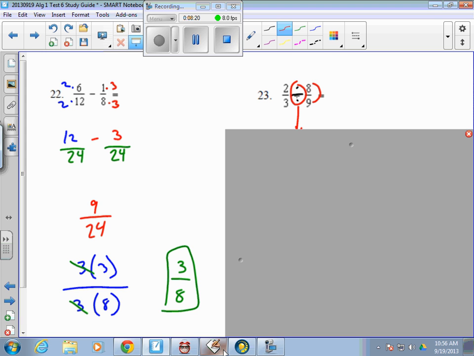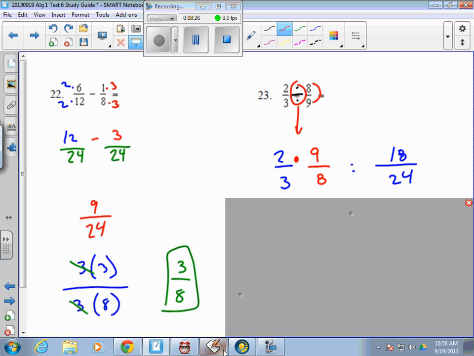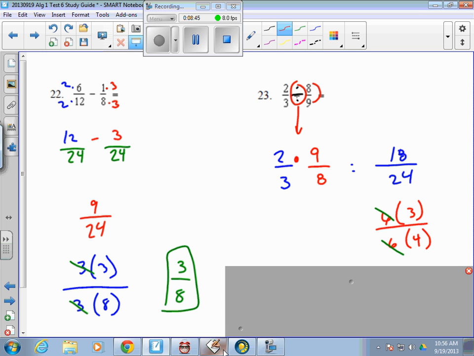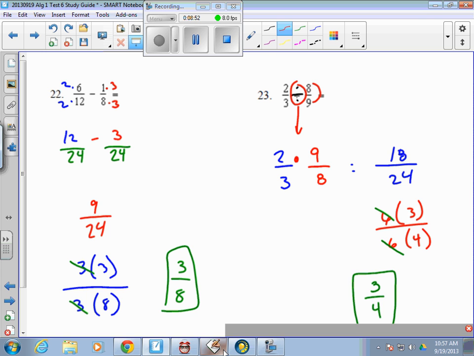You do not have to have common denominators when you're multiplying and dividing, but you need to change division into multiplication. When you change it into multiplication, you need to flip the second fraction or use its reciprocal. So 2/3 stays the same, division becomes multiplication, and 8 over 9 becomes 9 over 8. Then you multiply straight across. 2 times 9 is 18. 3 times 8 is 24. The biggest number that goes into both of them is the number 6. 6 times 3 is 18. 6 times 4 is 24. And 6 divided by 6 leaves you with 3/4.